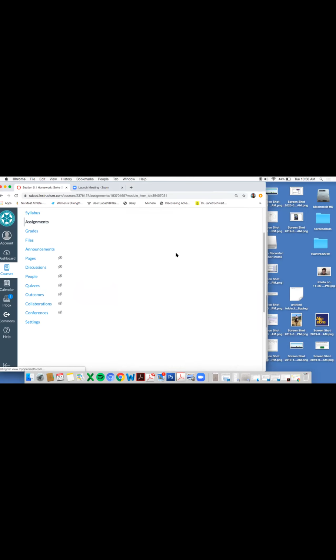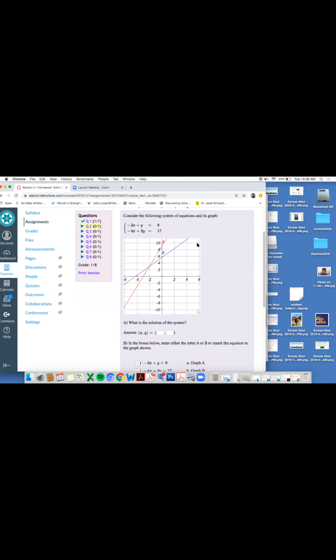Let's look at what problem 2 is like. Problem 2 says, consider the following system and its graph. So it gives you the system and the graph. What is the solution to the system? All right, so anybody volunteer here? What is the solution to the system of equations looking at this graph?